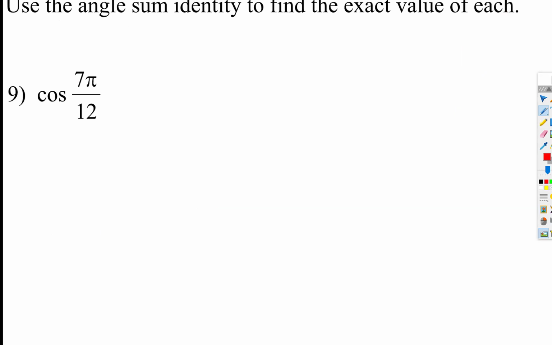And we're probably going to do a tangent one next week. I did not put one on today's, so that will be it for the angle sum identity.